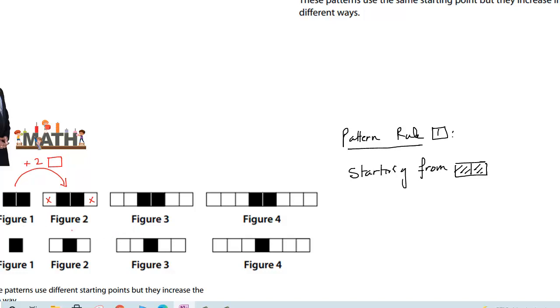If I check figure number 3, I'm going to see a repetition of figure 2, 2 block with black and 2 block with white, but I am adding one new here, one new here.